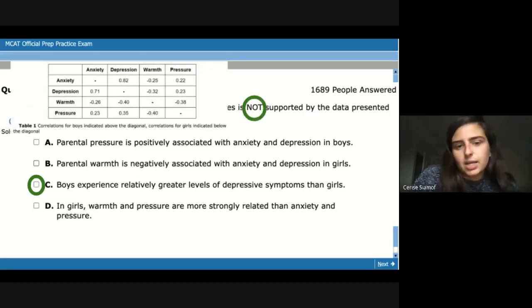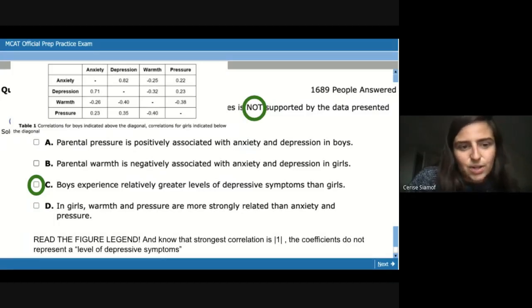Oh, so the key here is, and this actually got me at first when I was going through it, I did it too quickly and I missed the "not." So make sure that you catch that. And then if you look at this table, you want to click again, actually. So this one, it's like a reminder to read the figure legend. You have to read the legend, otherwise it makes no sense. So if you read the figure legend, it says correlations for boys are indicated above the diagonal, while correlations for girls are indicated below.